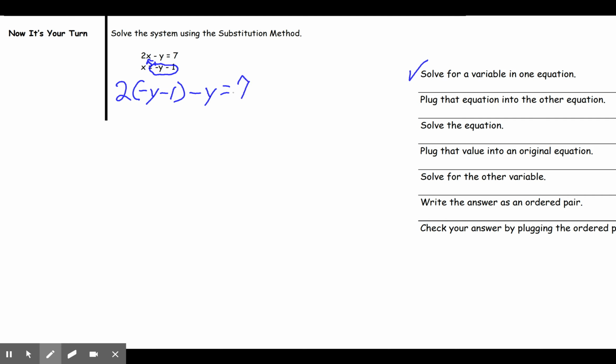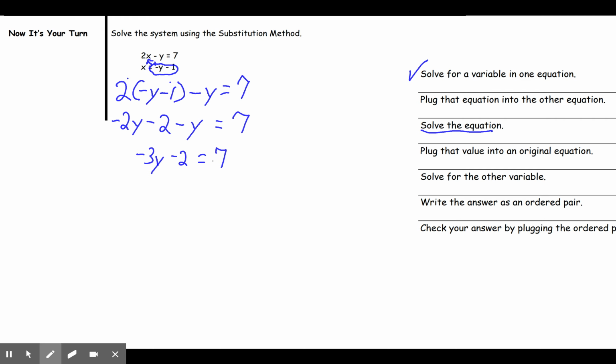Now you have to do some distribution and just start working to solve the equation. So 2 times negative y would be a negative 2y. 2 times the negative 1 would give you a negative 2. This minus y is out here all by itself, equals 7. Then we're going to collect our like terms. Negative 2y minus y, negative 3y, and then minus 2 equals 7.